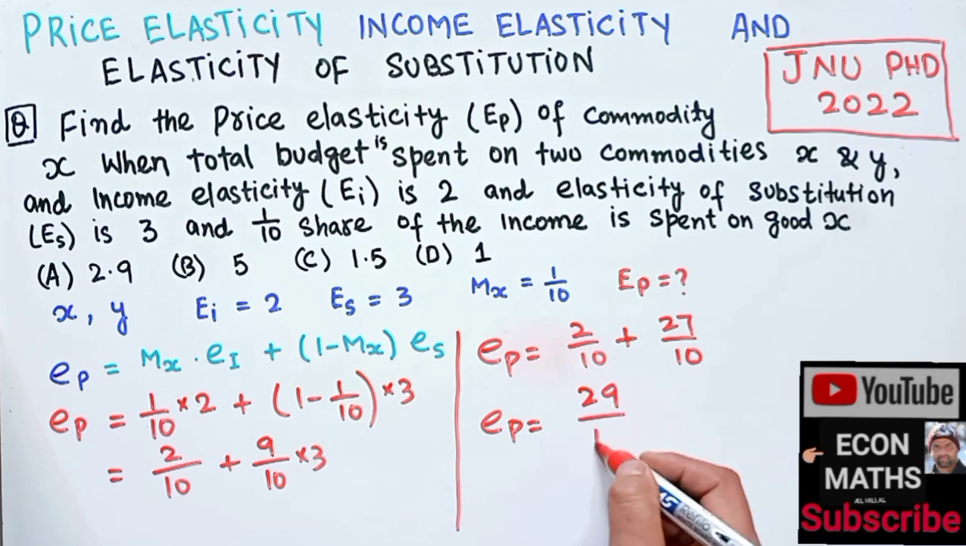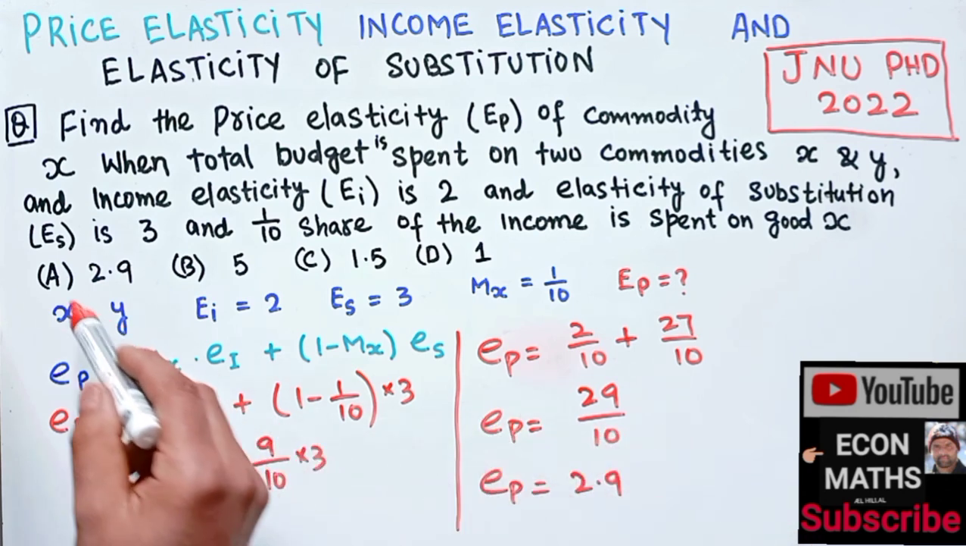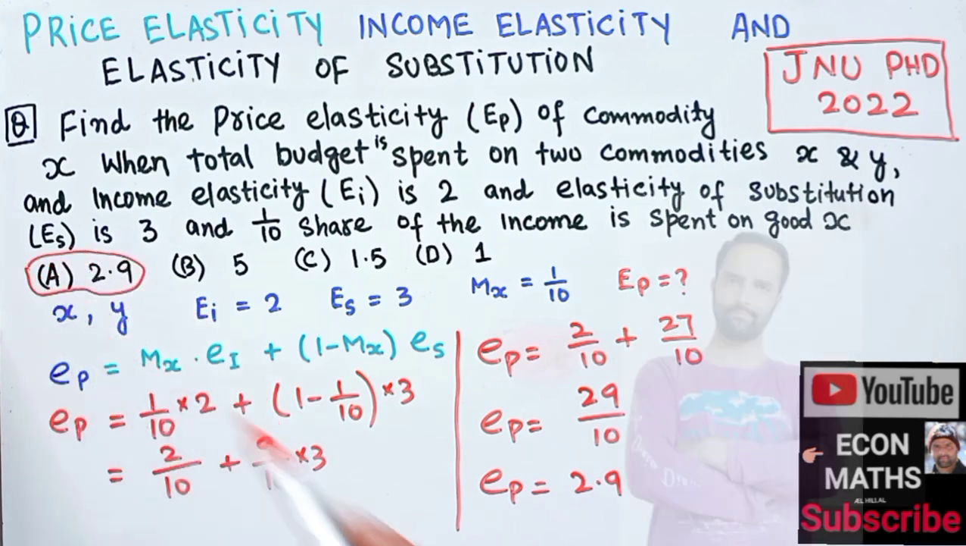So it is 29 upon 10, which gives us elasticity equal to 29 upon 10, which is 2.9. That means price elasticity will be equal to 2.9. That is, the first option should be correct.